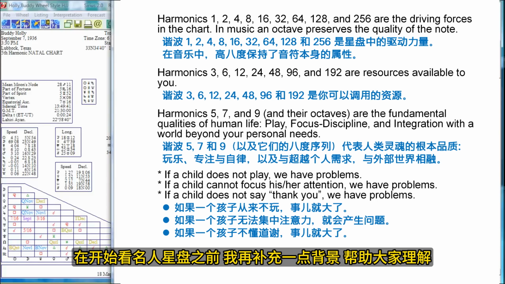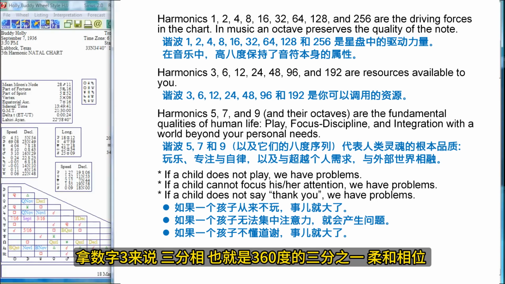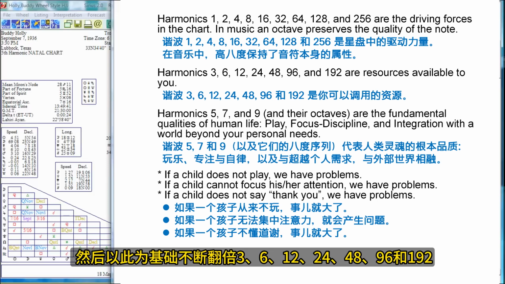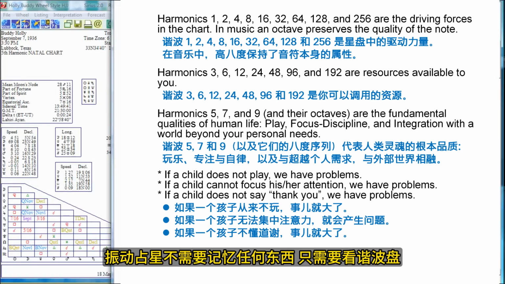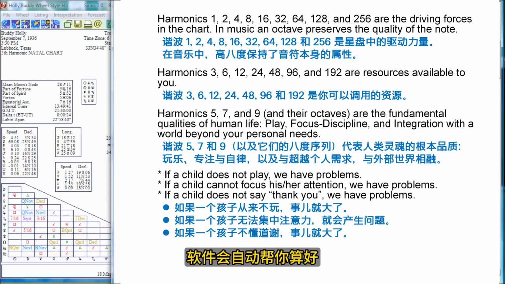Now, if you take the number 3, which would be the trine, 1/3, which is a soft aspect, and you start doubling: 3, 6, 12, 24, 48, 96, and 192. Don't memorize these numbers. You don't need to memorize them. With vibrational astrology, you don't really need to memorize a bunch of things. You'll just look at the harmonic charts. They're going to figure everything out for you.